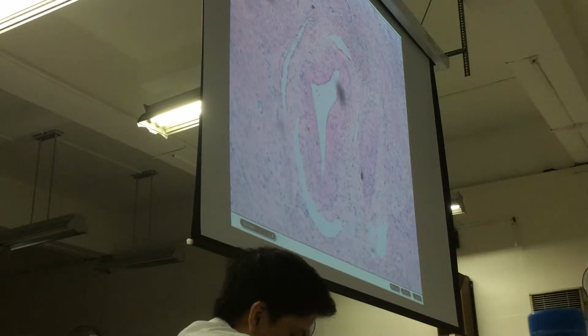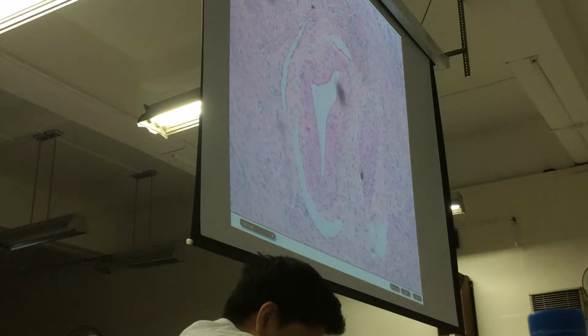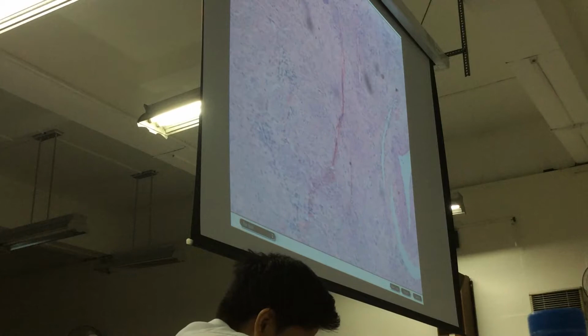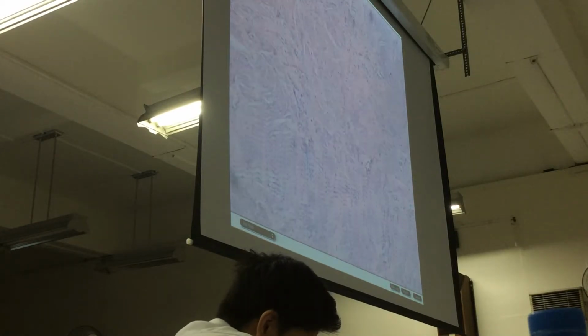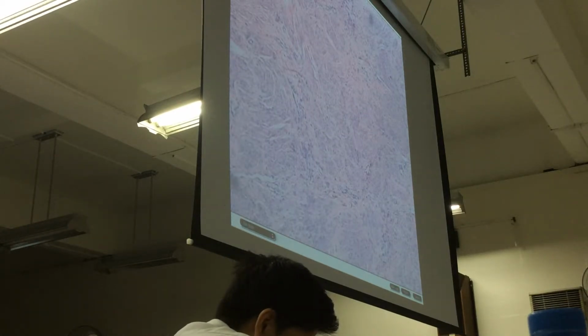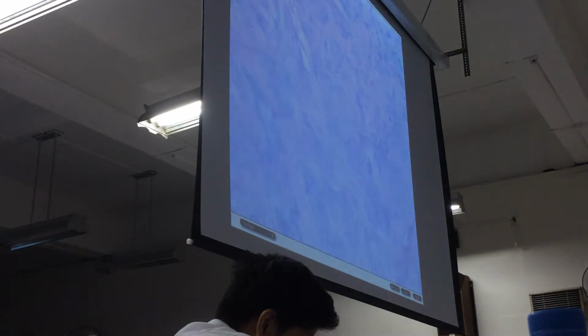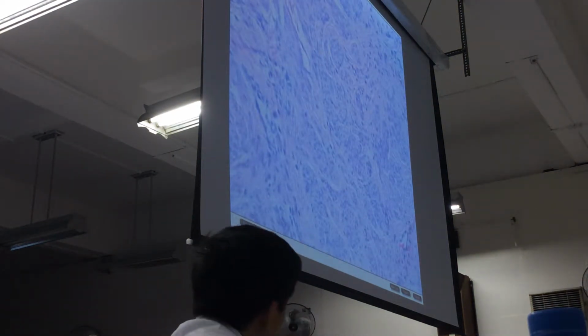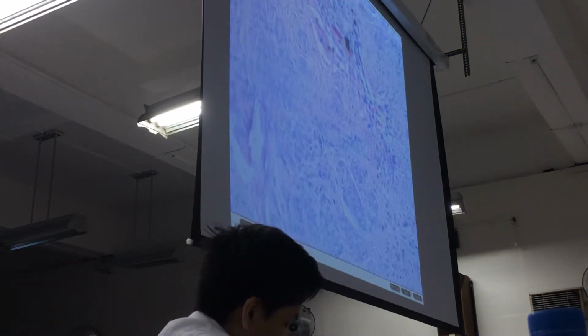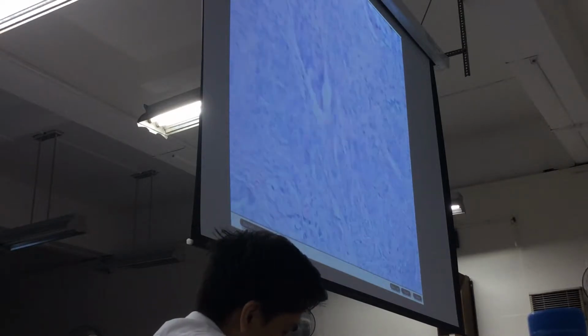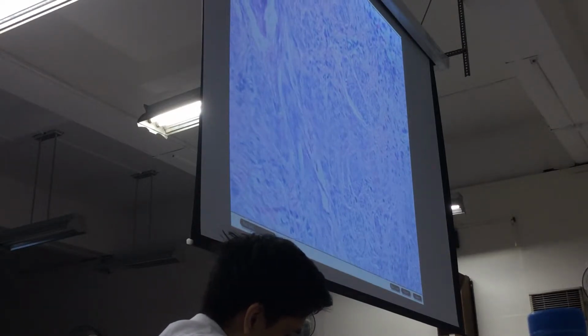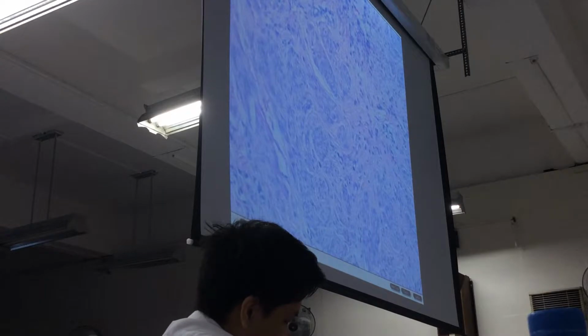So we have here a blood vessel, and surrounding it are your myometrial fibers. The myometrial fibers likewise show a tendency to become smaller and fewer in number. Accompanying it is fibrosis of the interstitial stroma. So you can see lots of collagen bundles in this particular slide.